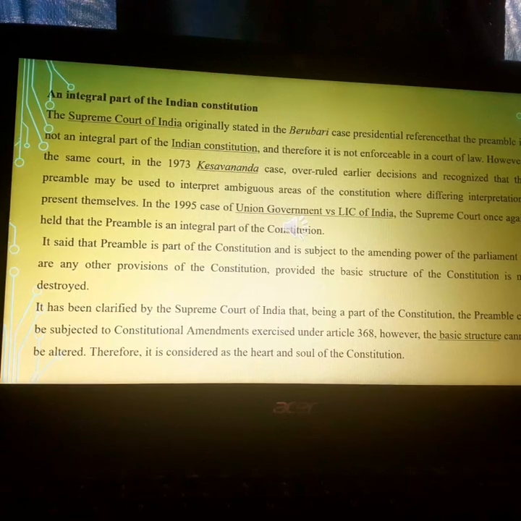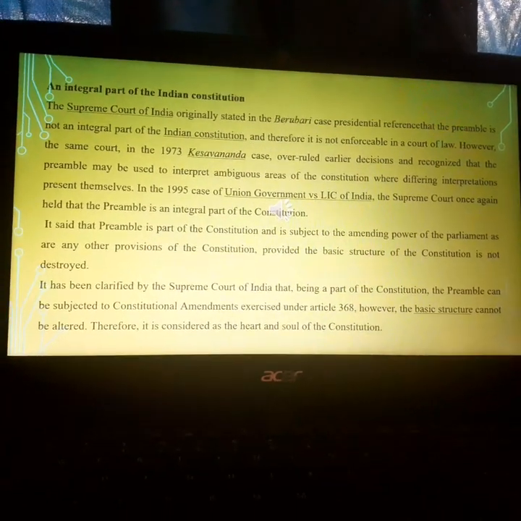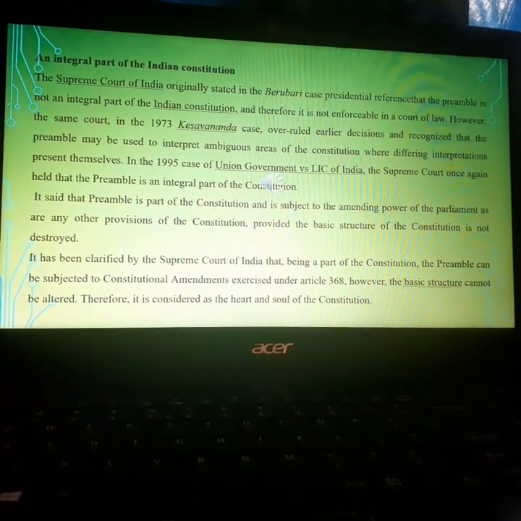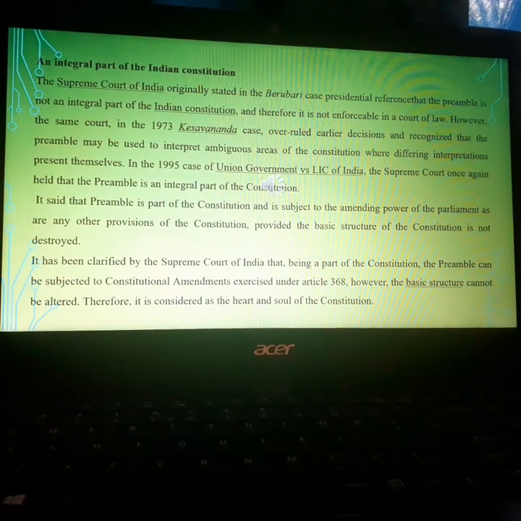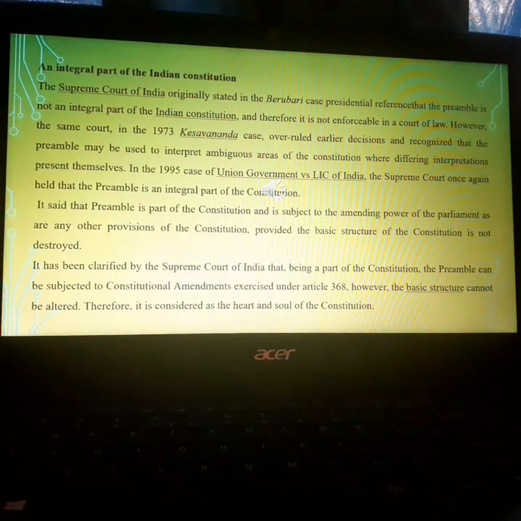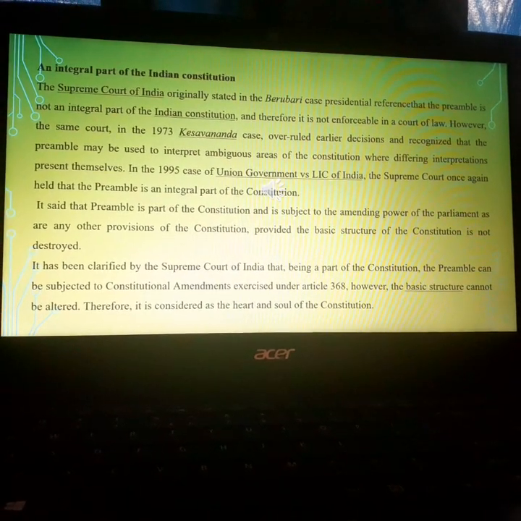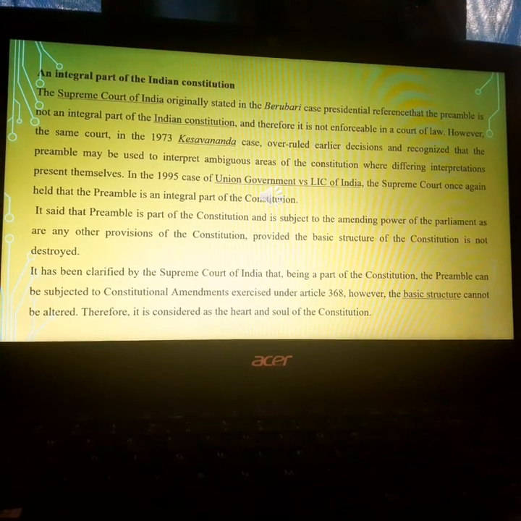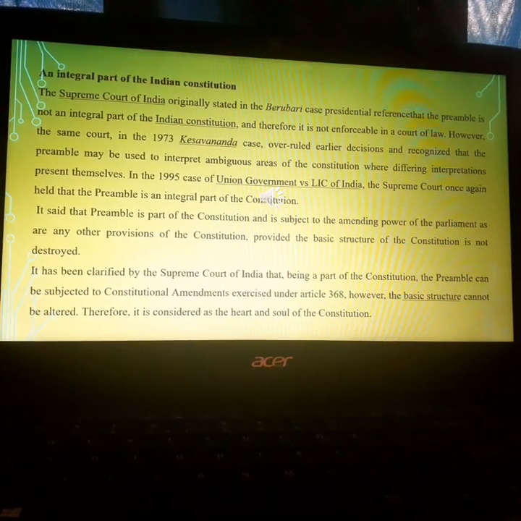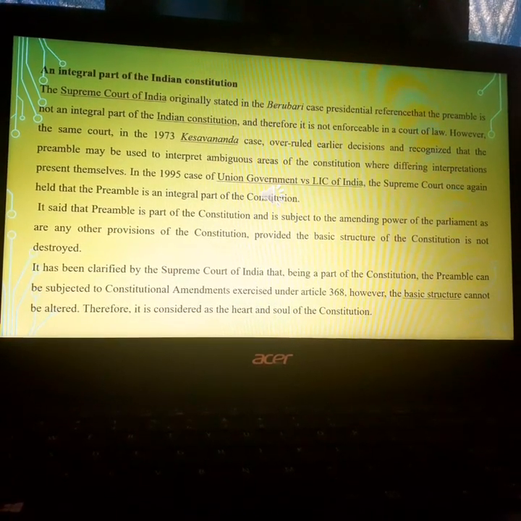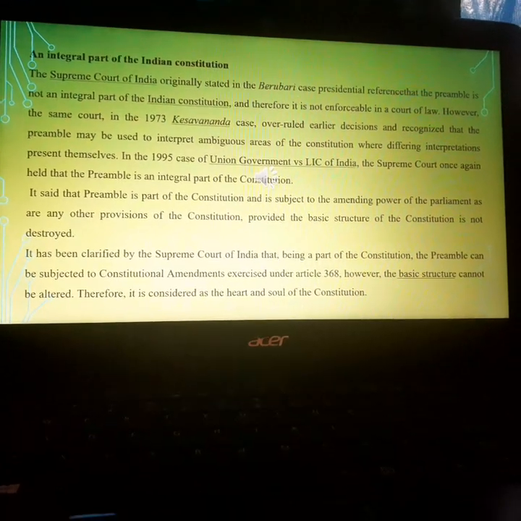Integral part of the Indian Constitution. The Supreme Court of India originally stated in the Berubari case presidential reference that the preamble is not an integral part of the Indian Constitution. Therefore, it is not enforceable in a court of law. The same court in the 1973 Kesavananda case overruled the earlier decision and recognized that the preamble may be used to interpret ambiguous areas of the Constitution where differing interpretations present themselves.